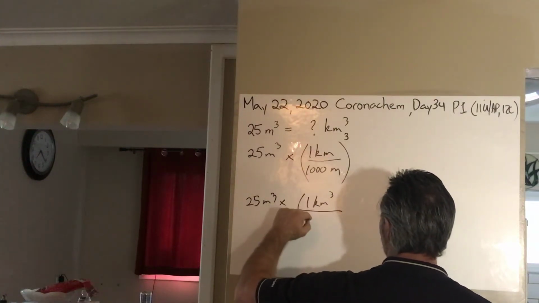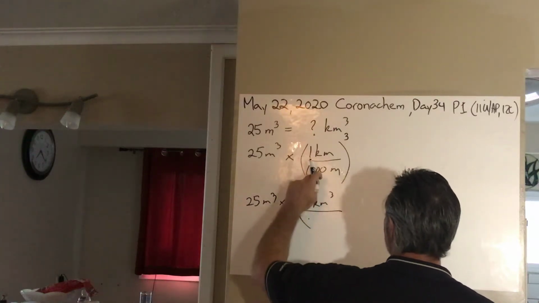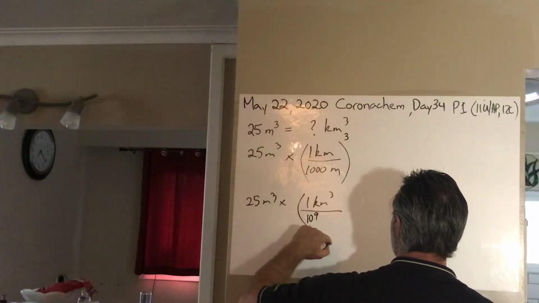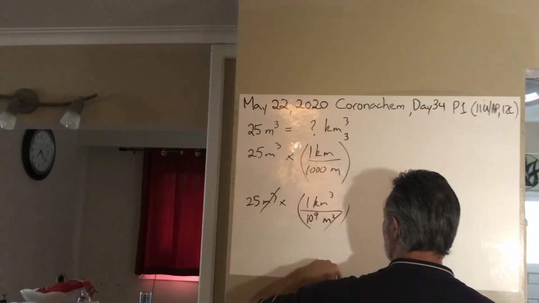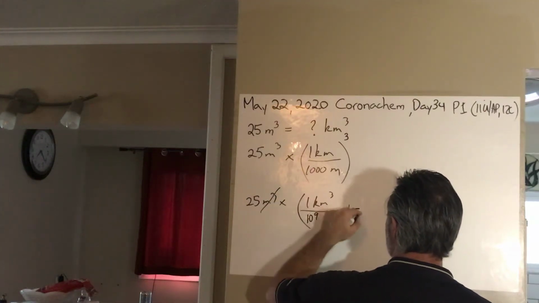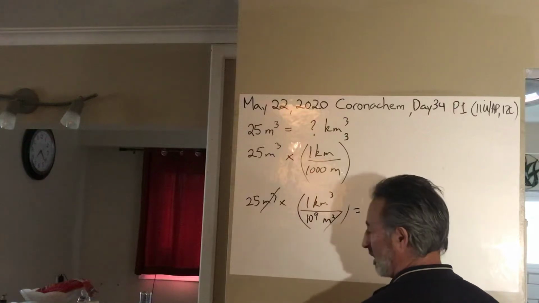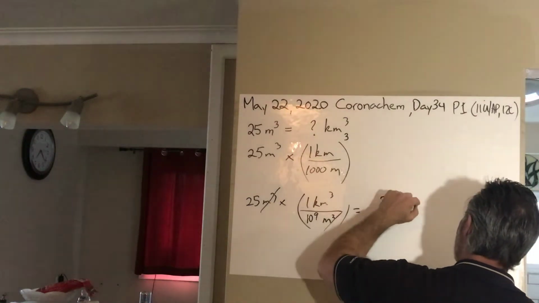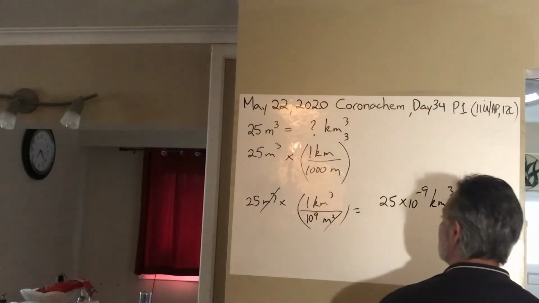If you turn 1,000 into 10 to the power of 3, which is equivalent to 10 to the power of 3 raised to the power of 3, that gives you 10 to the power of 9. And then the meters become cubed as well. You can then cancel meters cubed, and your answer is going to be rewritable. If you put the 10 to the 9 upstairs, it becomes 10 to the minus 9. So you're going to say 25 times 10 to the minus 9 kilometers cubed.